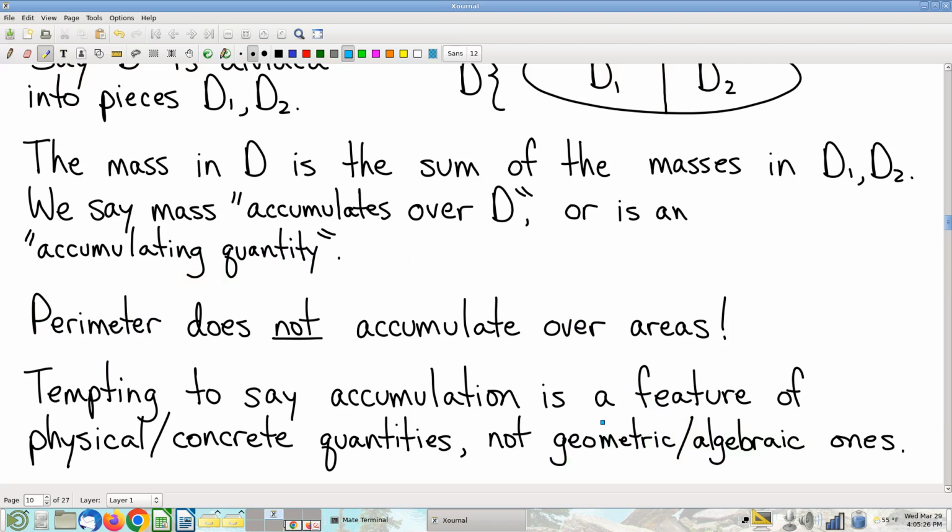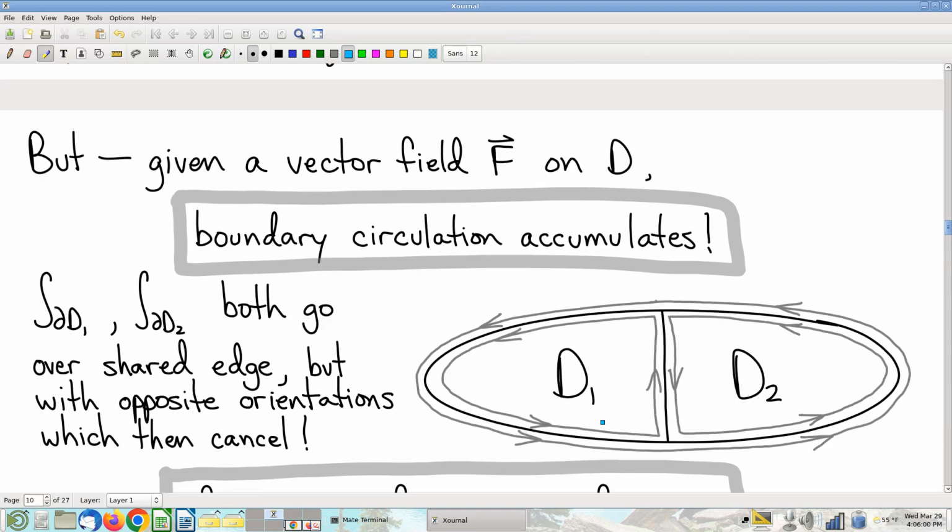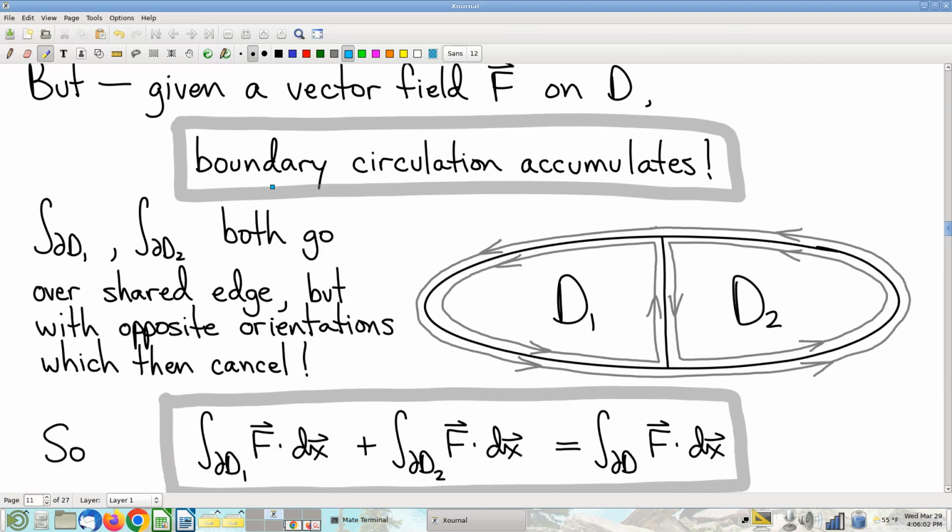But it is not that simple. There are geometric constructions that we can make, mathematical objects we can create that do accumulate, that do behave kind of like mass does. They behave like a stuff in the sense that the whole is the sum of the parts. They behave as if they are physical quantities, even though they aren't, even though they're purely mathematical constructions. And the one in particular that we're going to talk about now, boundary circulation.